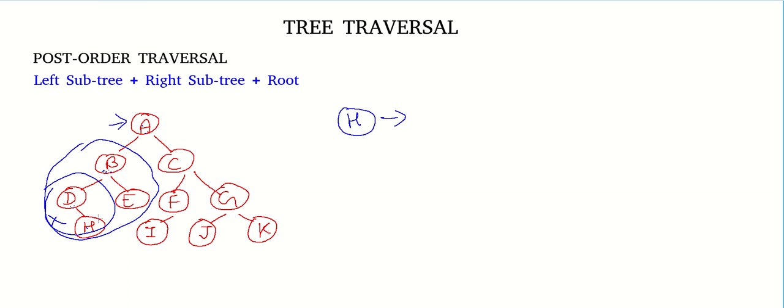Now this right subtree is done. Since the left subtree was not there, and the right subtree we have already visited, that is H, now we need to visit the root node, that is D. So we will visit D after this. Now since we were at B and its left subtree is done, we need to visit the right subtree, that is E. And since it's a single node, we will traverse this. And after E, the left subtree of B is done, the right subtree is also done. Now we will visit the root node, that is B.